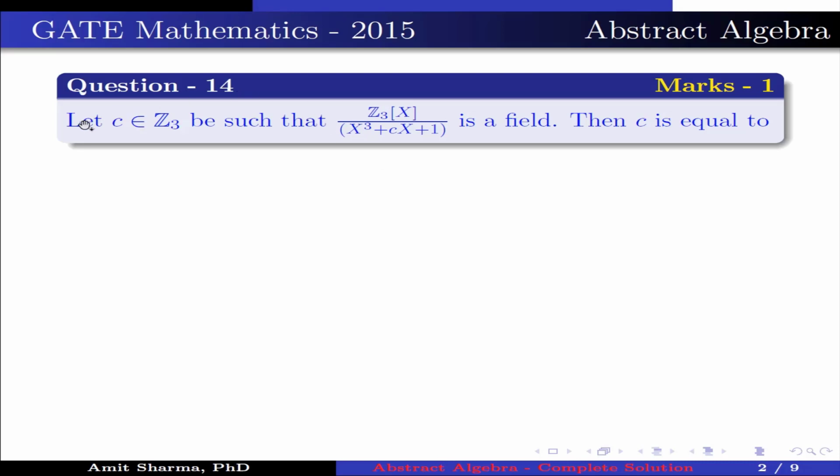Question number 14. Let c belong to Z3 be such that Z3[x] divided by x cube plus cx plus 1 is a field, then c is equal to.